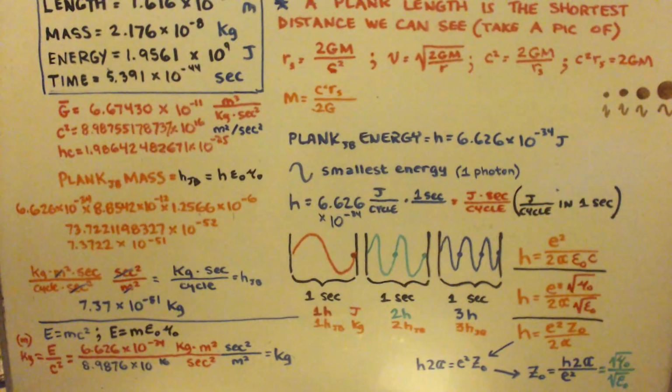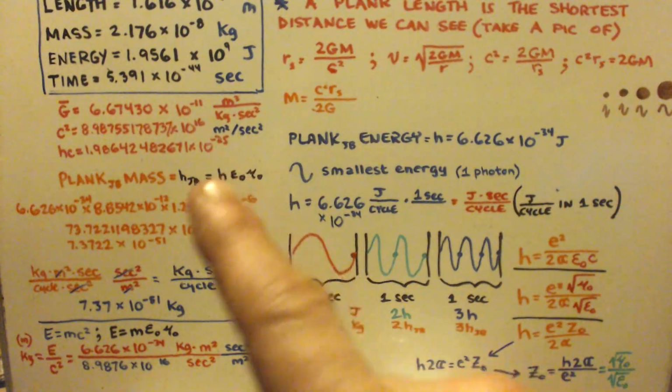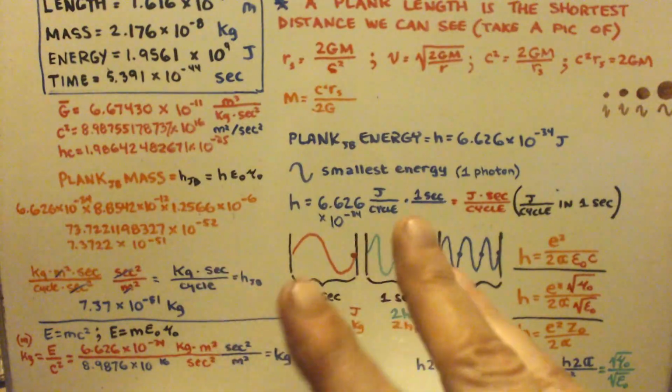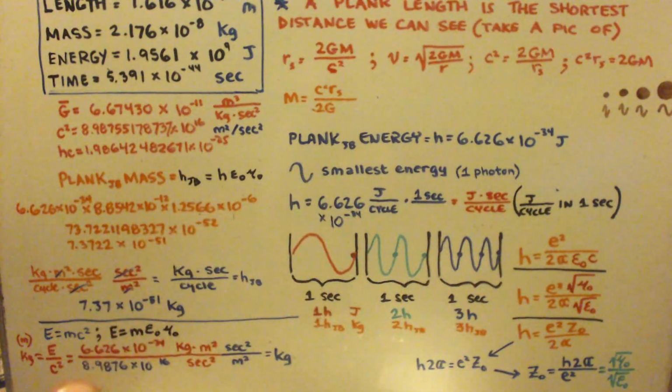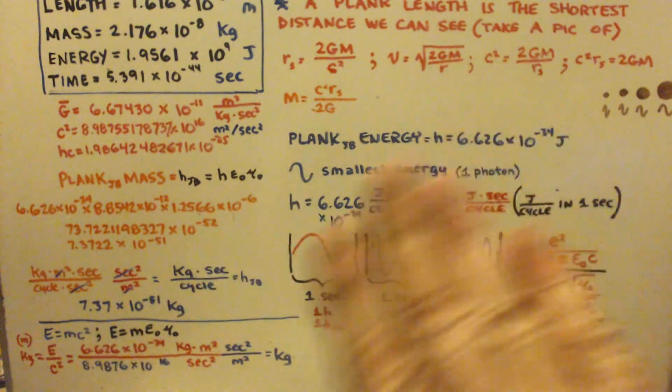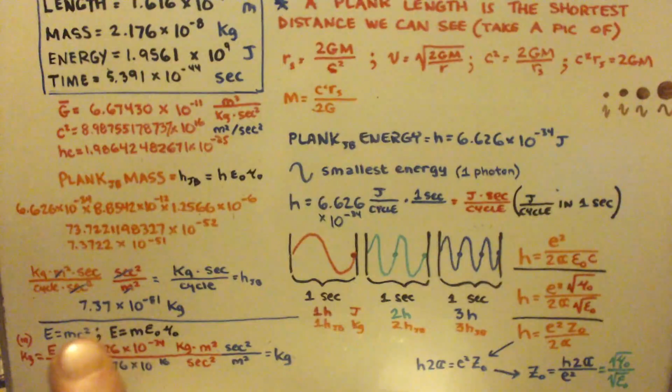Now, you might say, well, I don't know this formula, and this doesn't make sense. Okay, but let's use your formula. E equals mc squared, okay? And what is E equals mc squared? Basically, it's E equals m E naught mu naught. But we're going to just throw that away. Let's just say it's E equals mc squared.